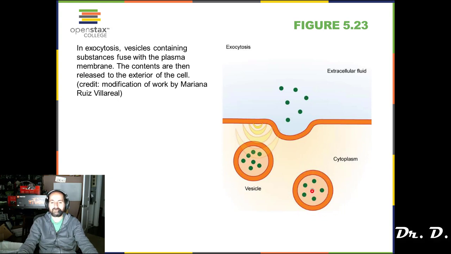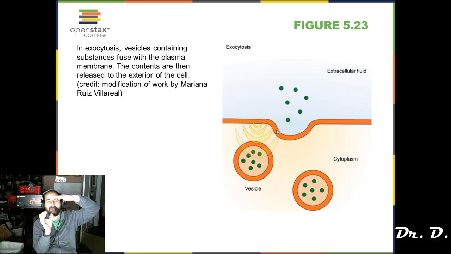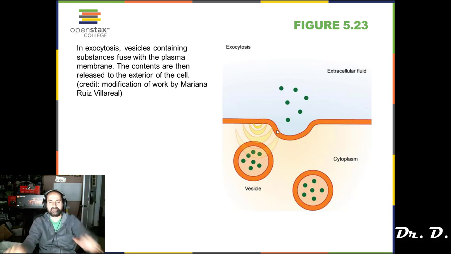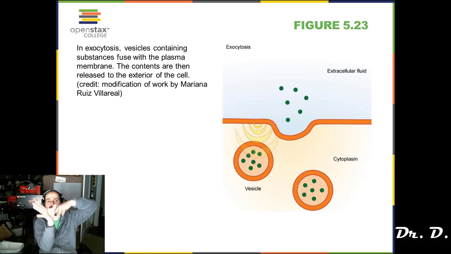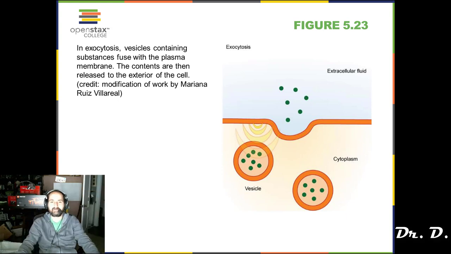This vesicle full of that cargo fuses with, you remember what I said before, a vesicle can attach to a membrane and then become one with the membrane, kind of like two soap bubbles coming together and becoming one. This vesicle can touch the plasma membrane, opening into the plasma membrane, and whatever was inside gets released, expelled out of the cell into the extracellular fluid.